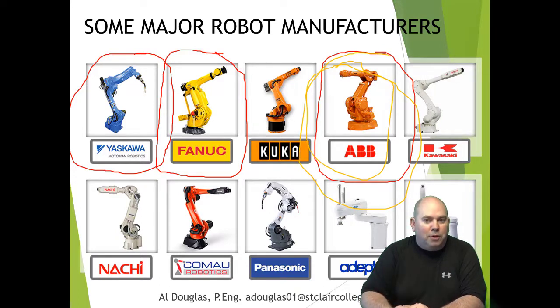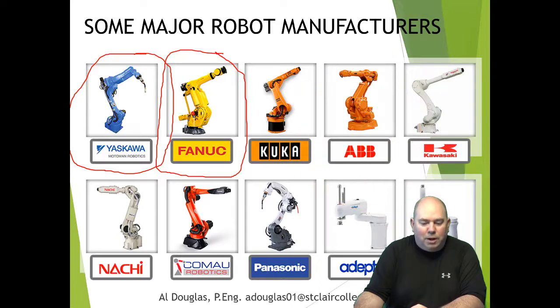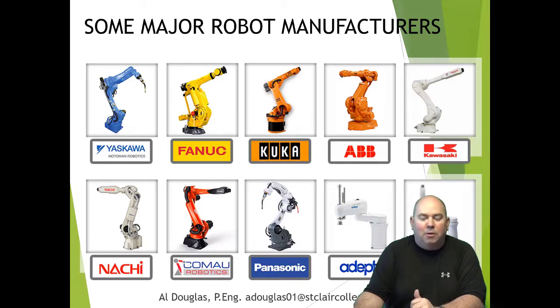And you'll also get familiar with the fact that you can tell different types of industrial robots by their color as well. So you'll get familiar that yellow robots are FANUC. Orange robots, typically ABB. You can kind of tell what they are just by looking at what color they are.